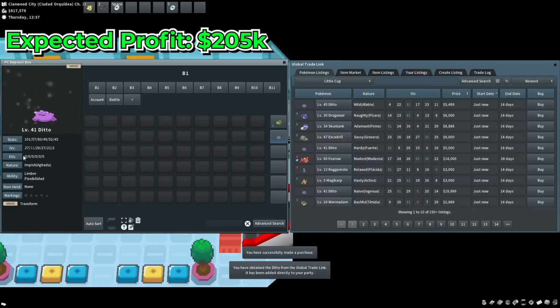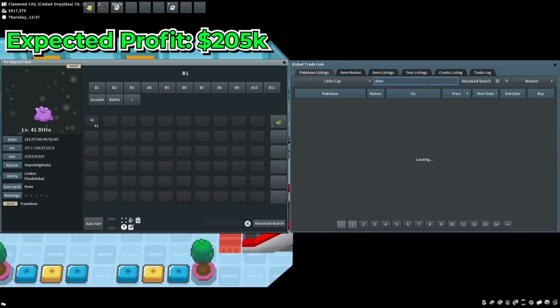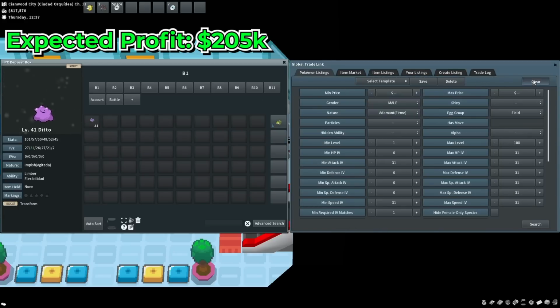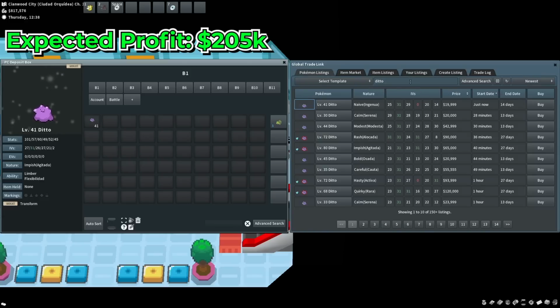Now this one here has 31 in attack and 20 plus in all defenses, and it goes for around 20k because it's good for breeding Pokemon. So let's see, 31, 20, 20, 20, yep. So we will just undercut this guy here.